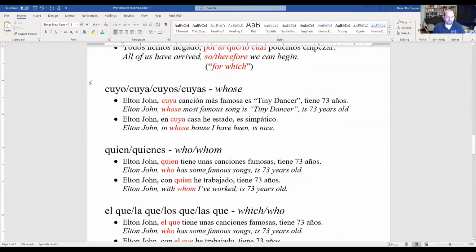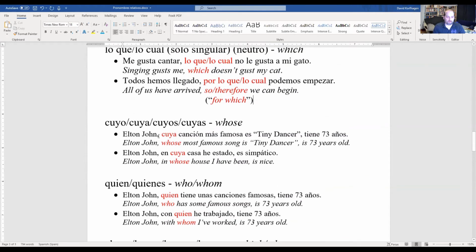Okay, now moving on to cuyo, cuya, cuyos, cuyas with a comma or a preposition. So Elton John, whose most famous song is Tiny Dancer, is 73 years old, right? So again, we got that sort of "by the way" sense, right? Elton John, whose most famous song, by the way, is Tiny Dancer, is 73 years old. We set it off with the commas or with pauses when we're speaking.